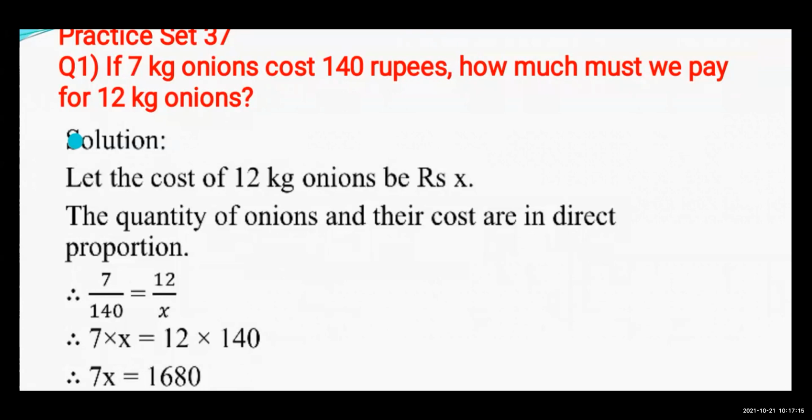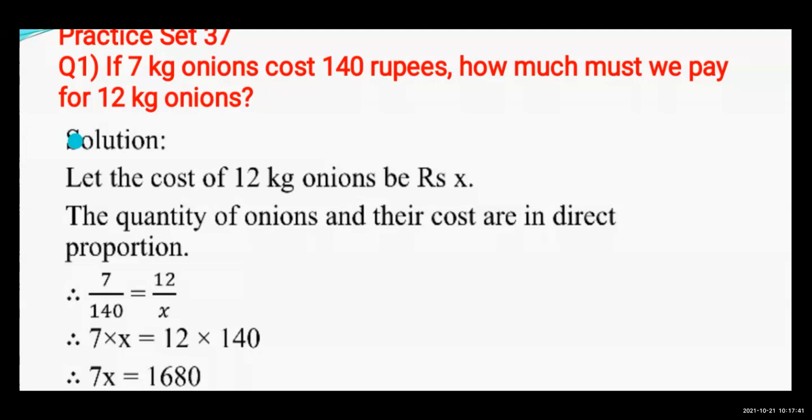Now what are varying? Here the quantity of onion, kg is mentioned, meaning the quantity is given. The quantity of onion and their cost are in direct proportion. Which proportion is this? This is in direct proportion. Clear? What is given? The cost of 7 kg onion is given, 140. We are going to find out the cost of 12 kg onion.